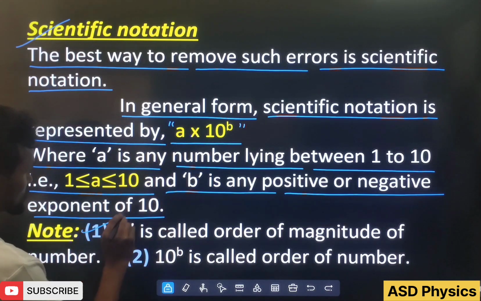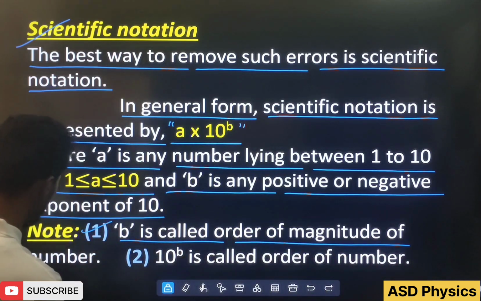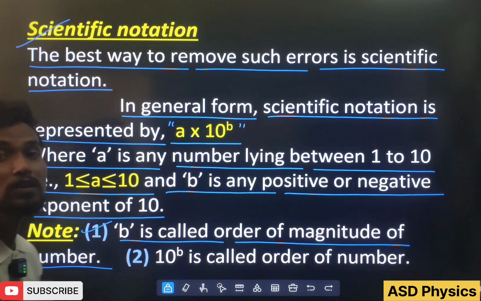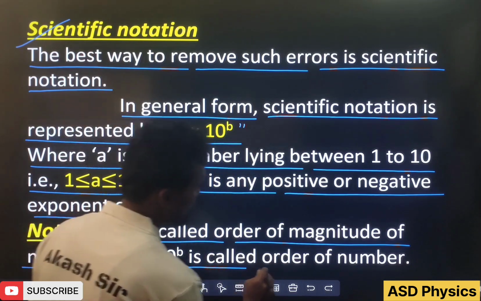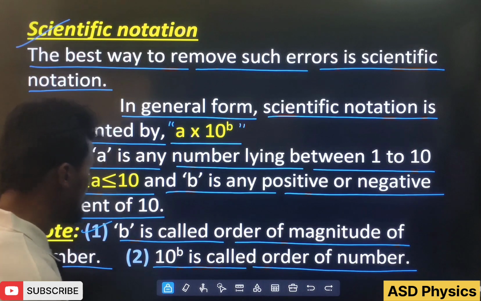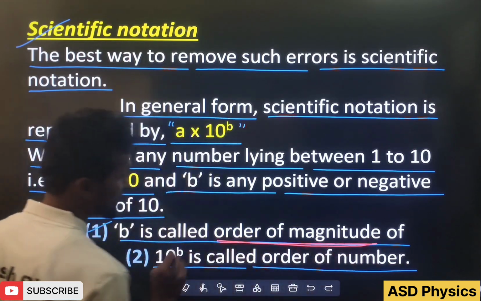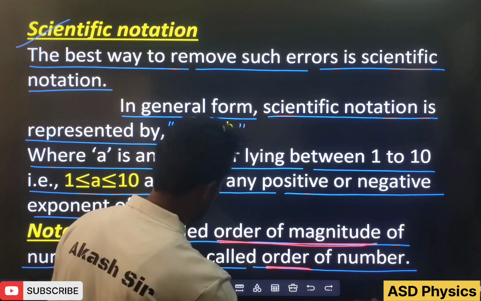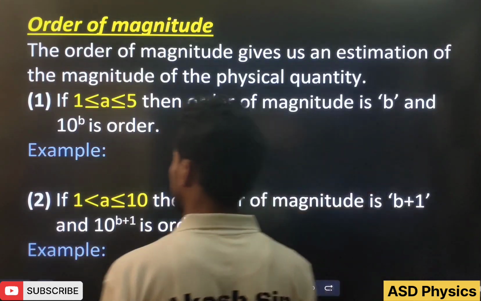So see here, please see. First, b is called the order of magnitude of a number. And this 10 to the power b is called the order of the number. Students, remember these terms, very very important. In a into 10 power b, b is the order of magnitude and 10 to the power b is called the order. Okay, great.